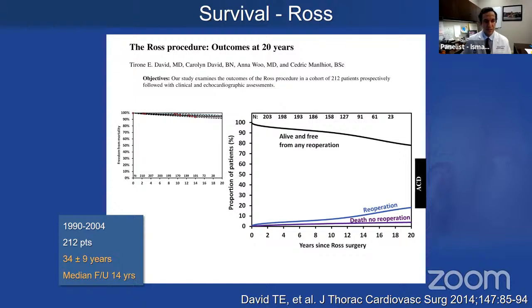And in fact, when they looked at survival free from reoperation at 20 years, it was around 75%. But as you can see here, it was mainly driven by reoperation rather than death, as opposed to what we saw with mechanical AVR, which was mostly driven by death rather than reoperation. Again, 75% survival free from reoperation at 20 years in patients aged 34 is a pretty remarkable outcome, all things considered.